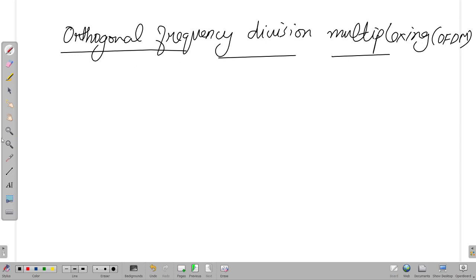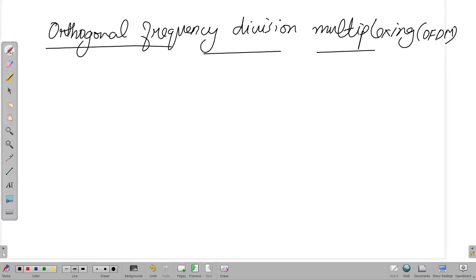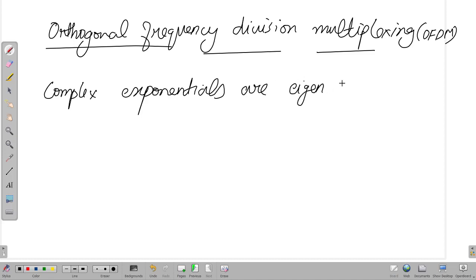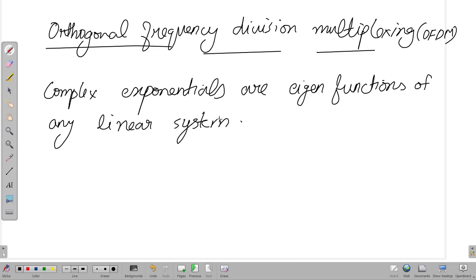So the idea of OFDM begins with the theory that complex exponentials are eigenfunctions of any linear system. So let me write that: complex exponentials are eigenfunctions of any linear system. Complex exponentials are eigenfunctions of any linear system.